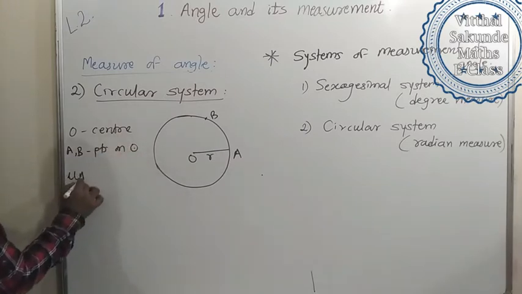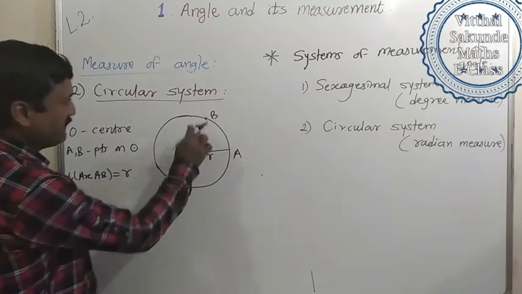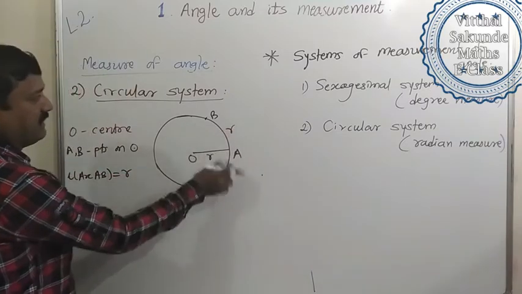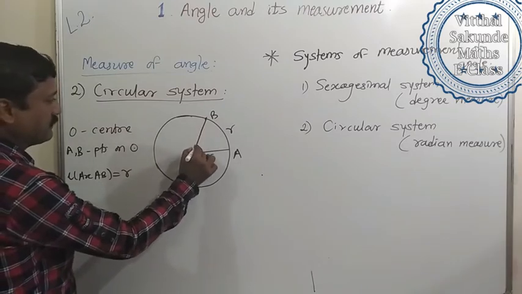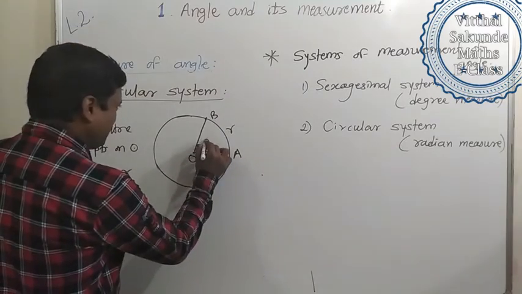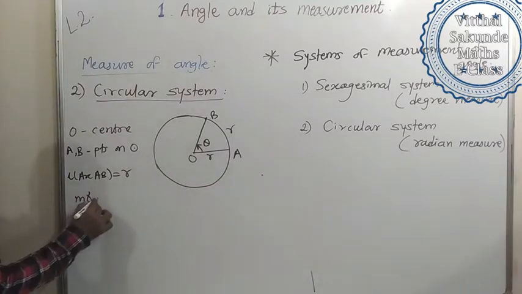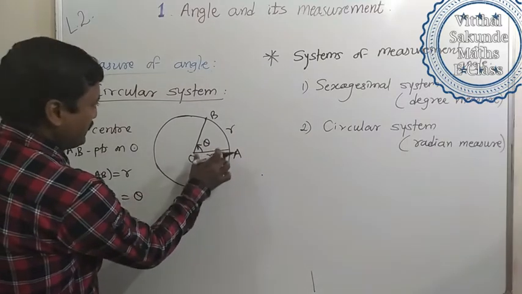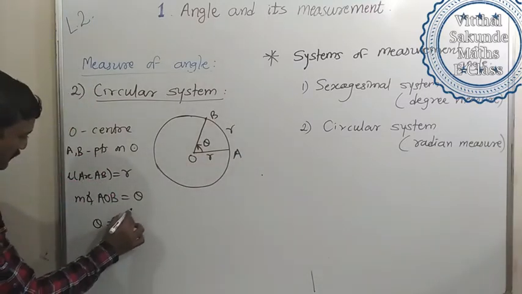If the length of arc AB is equal to R, then the angle subtended by this arc AB at the center, that is this angle, let us consider here again a positive angle, this angle theta, that is the measure of angle AOB, is equal to theta. If the radius is equal to the length of arc, then this theta is nothing but 1 radian.